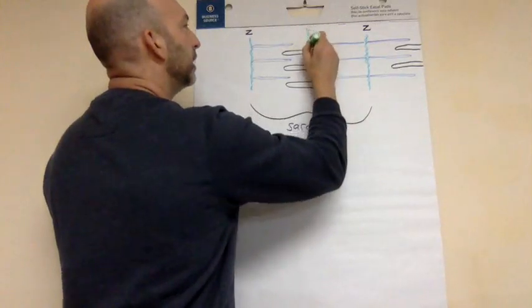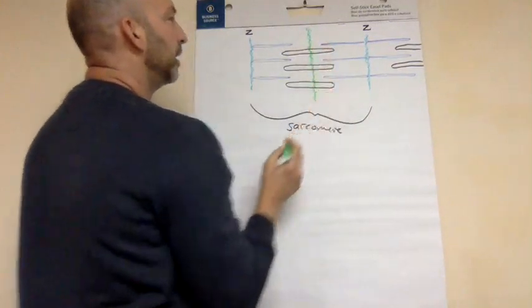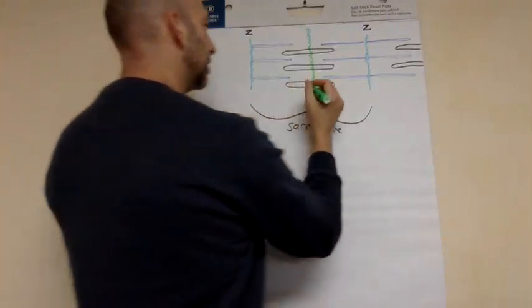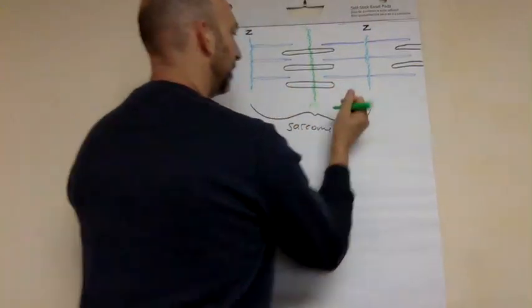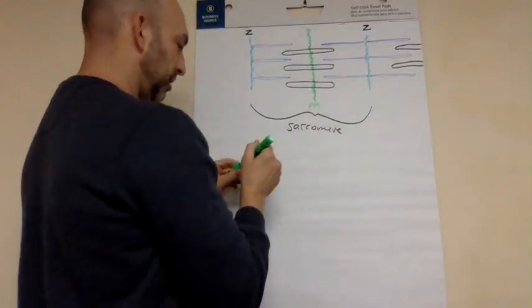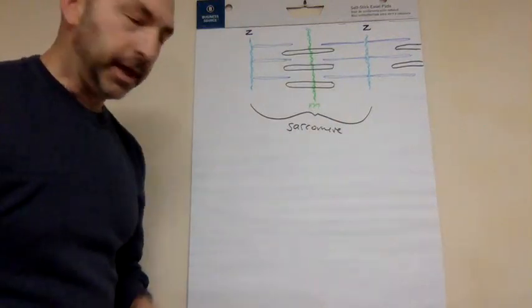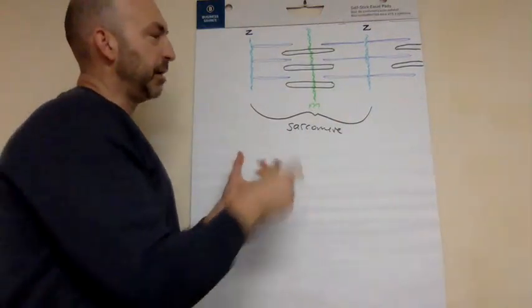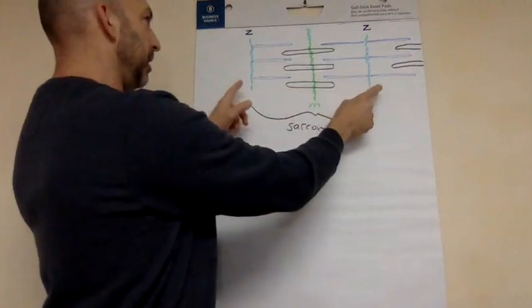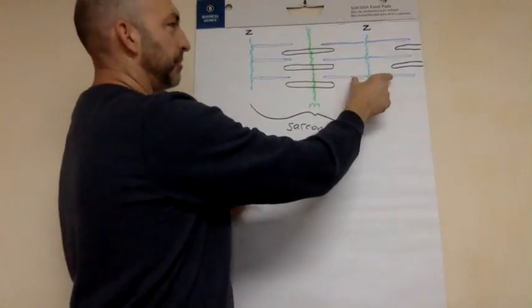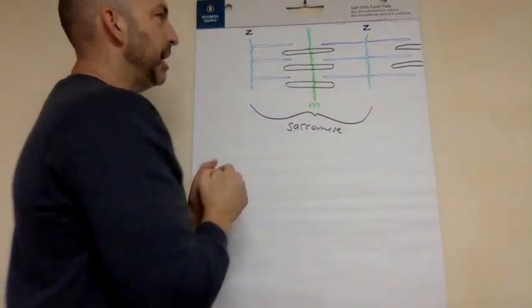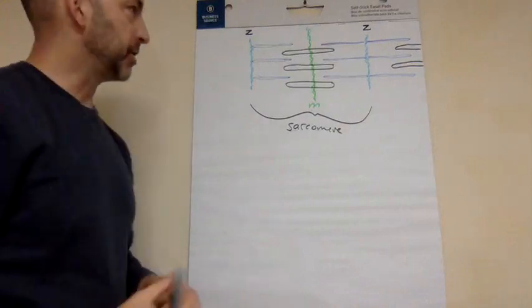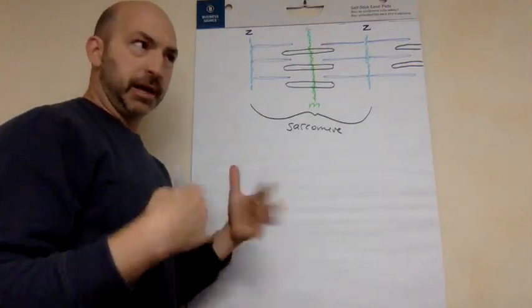I'm sure you can see that. Right? And that is the M line. So the M line proteins help stabilize the thick filaments. The Z line proteins help stabilize the thin filaments. And then there is this very essential, and the whole point of this is the sliding filament theory, right?